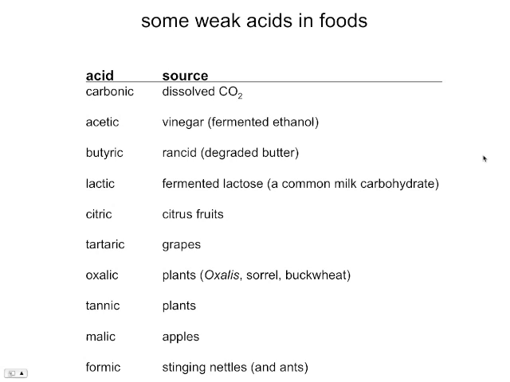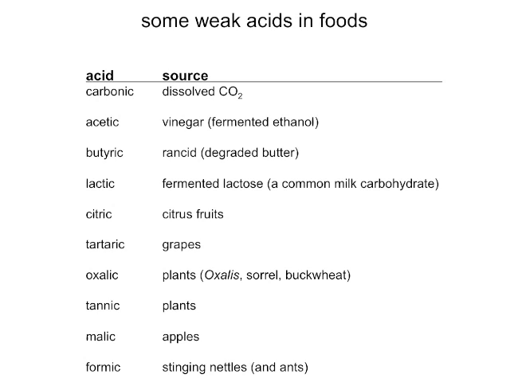Right, here's another list. Some weak acids that we'll commonly encounter in foods. And again, remember that solutions of these compounds are always going to give us a pH that's in the acid range, lower than 7. Carbonic acid, just dissolved CO2. Acetic acid, vinegar, butyric acid, something that you might be familiar with if you have rancid butter in your kitchen. Lactic acid, fermented lactose.